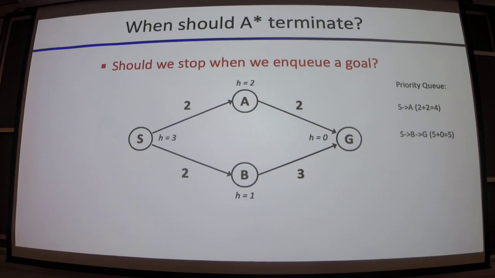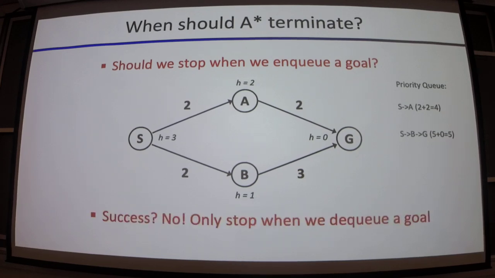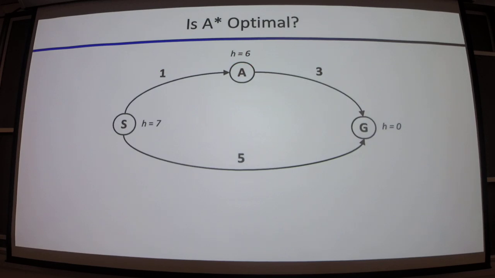Are we done? No. We have to stop only when we dequeue a goal. If we continue, what we pop off next, the lower value between 4 and 5, is S to A. We add its children, S to A to G, which has a value of 4. We pop off the lowest value on there, and we check whether it's a goal. We succeeded. Okay. Is A star optimal?